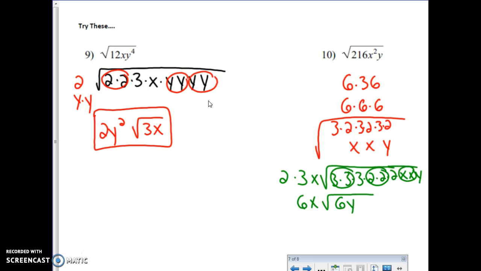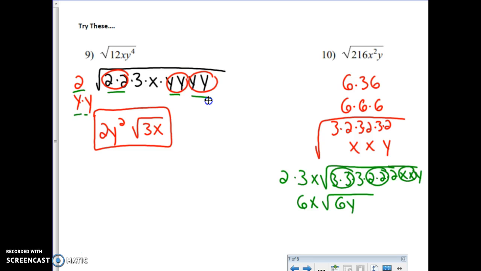The reason why that works out is 12 breaks down to be 2 times 2 times 3. I have an x and I have 4 y's. For every pair of something, I take something out. So I had a pair of 2's, so that's how I got the 2 here. I had two pairs of y's. That's how I got each of the y's in front of the radicals. So I got 2y squared times the square root of 3x.